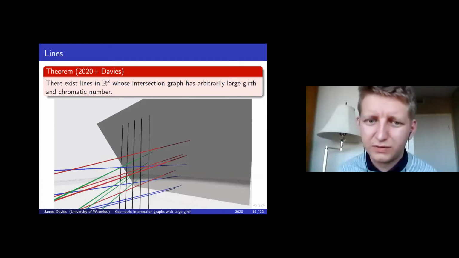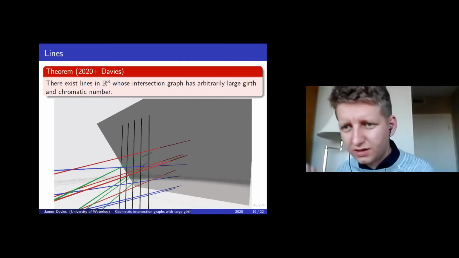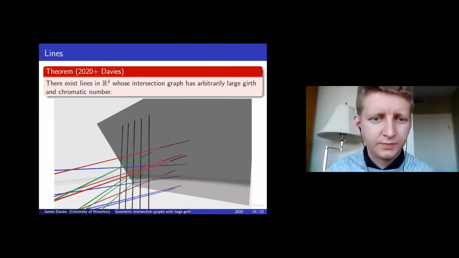We'll take some kind of lines that intersect each one within this plane and continue with another application of Galvin's theorem.